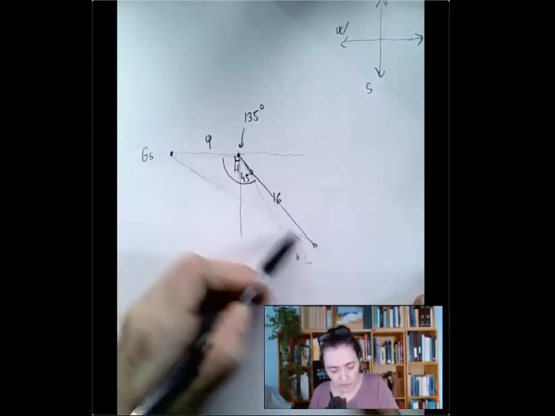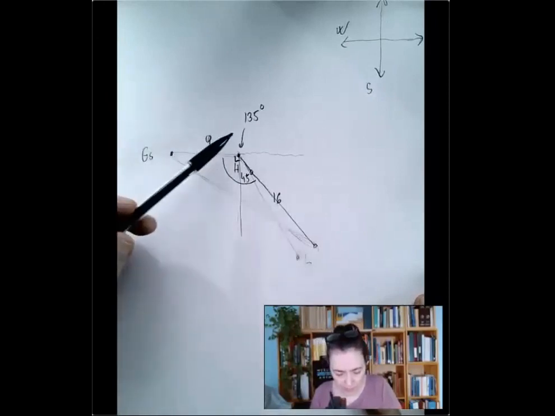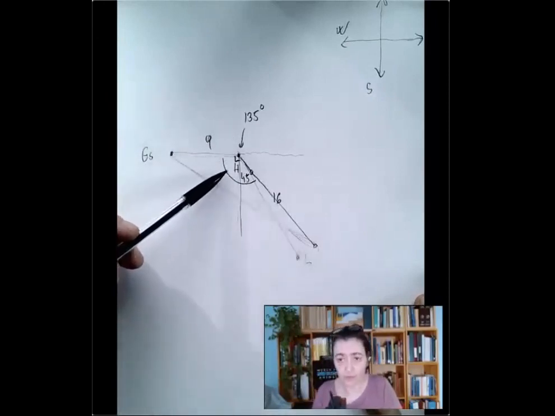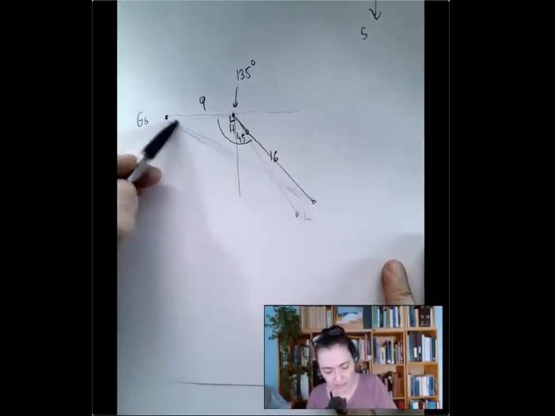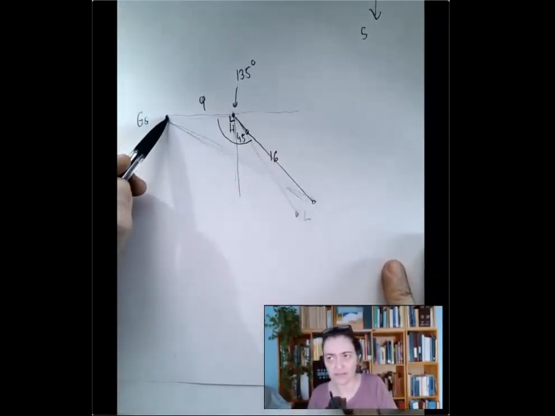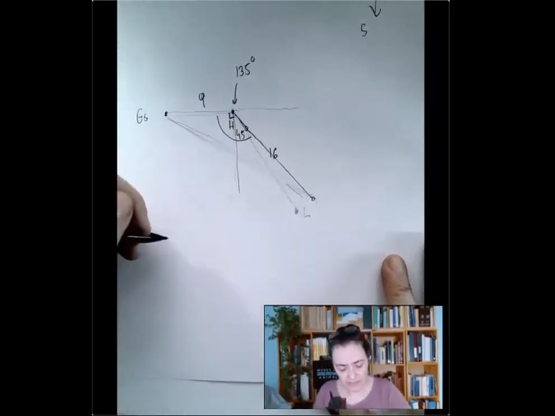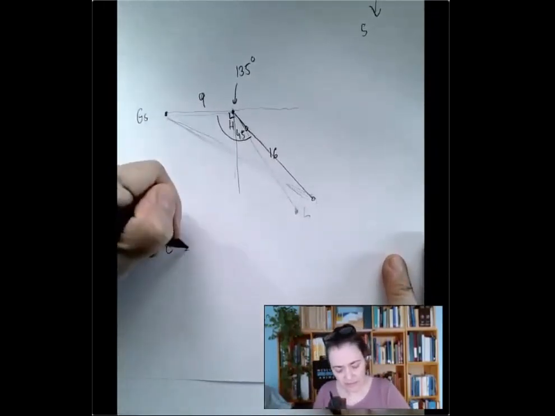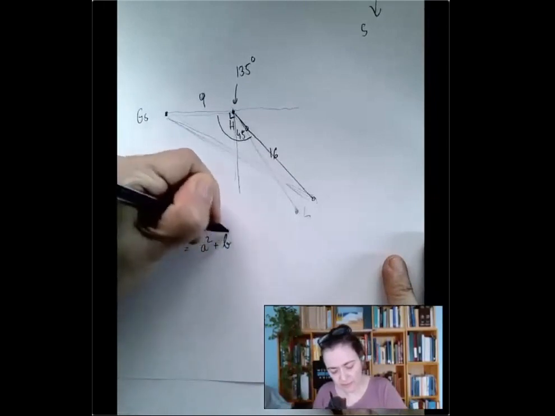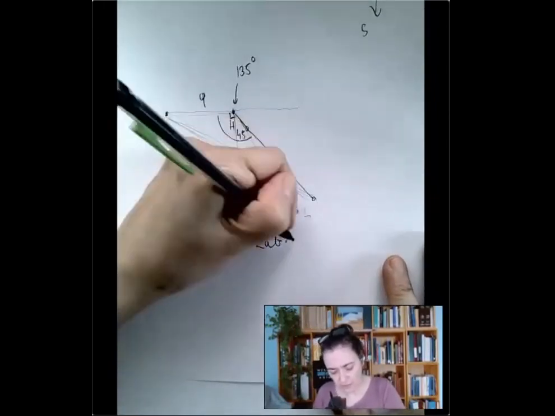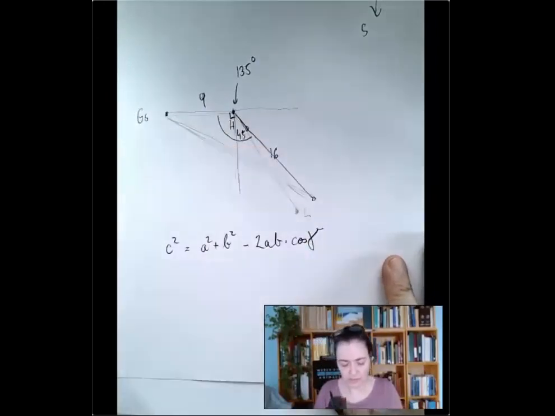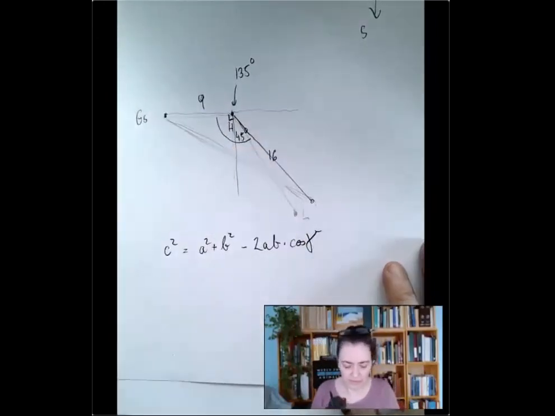which, because our angle is obtuse, should be bigger than 9 or 16. This should be the longest side because it is obviously opposite the greatest angle. So the law of cosines says that c squared is a squared plus b squared minus 2 times a times b times cosine gamma, where gamma is the angle between a and b.